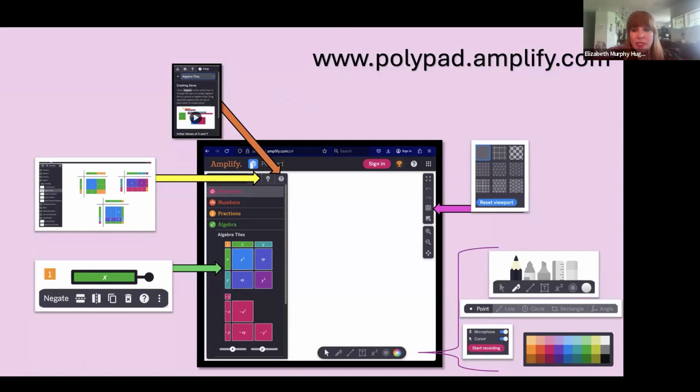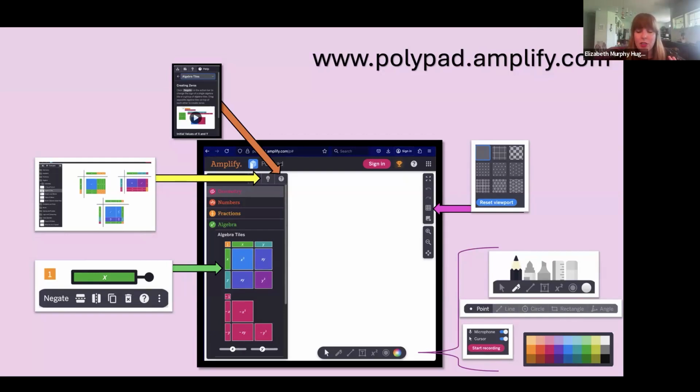On this page here, I've just highlighted a few of the really, really cool features that Polypad Amplify has, and it's free, by the way. You can watch videos. They show different videos about how to do things. You can move all of those algebra tiles. They have the positive, they have the negative. You can do fun things like negate them. We'll play around with this. You can change the background, you can change the color, you can record.